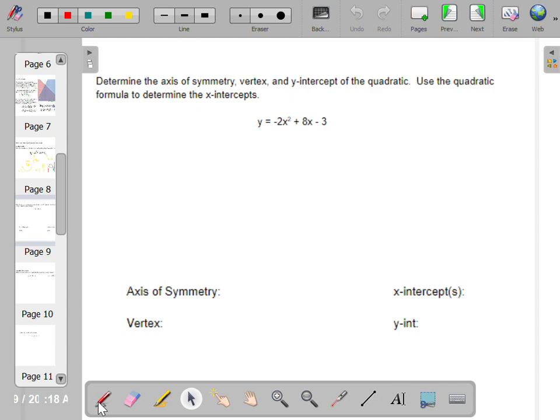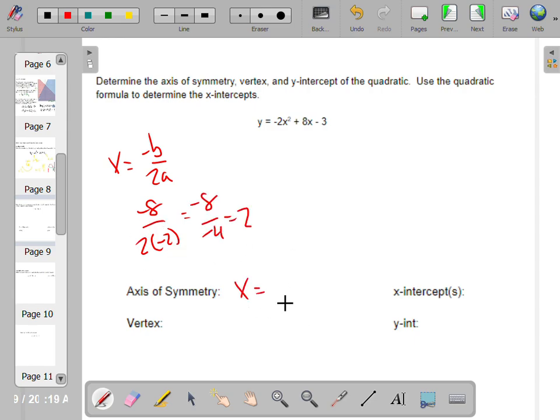If we want to find the axis of symmetry from standard form, we use the formula negative b, or the opposite of b, over 2a. So in this problem, the opposite of b is negative 8 over 2a. Make sure you type this in correctly. Negative 8 over negative 4 is positive 2. The axis of symmetry is x equals 2.